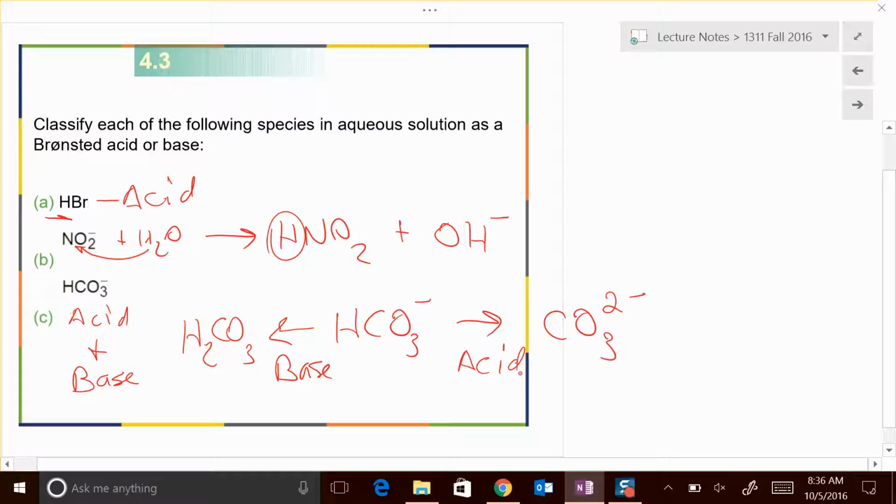Okay? So whenever you have these diprotic acids, a lot of times you have that middle guy that can go either way. It depends on what it's reacting with. If you're reacting this with something that's a stronger acid, then it acts as a base. If you're reacting this with something, and it's the stronger acid, then it acts as the acid. Okay? And it will go that way. So when it's in the middle there, it can go either way.